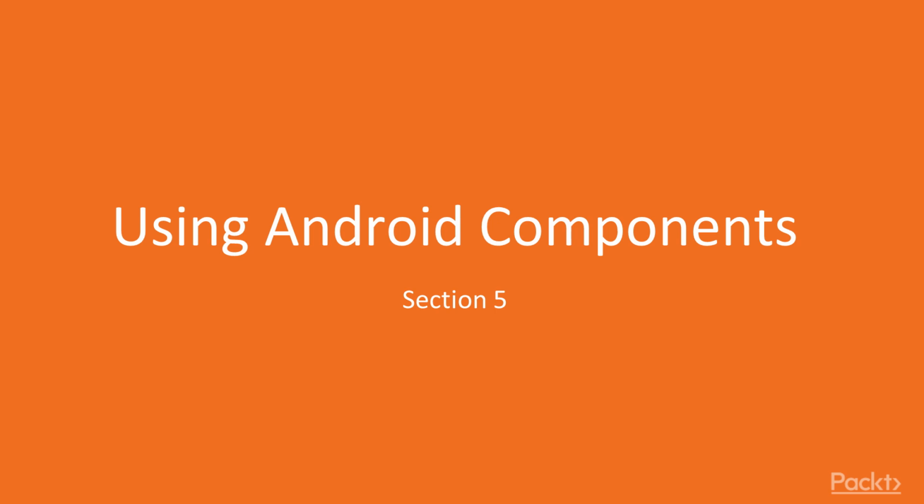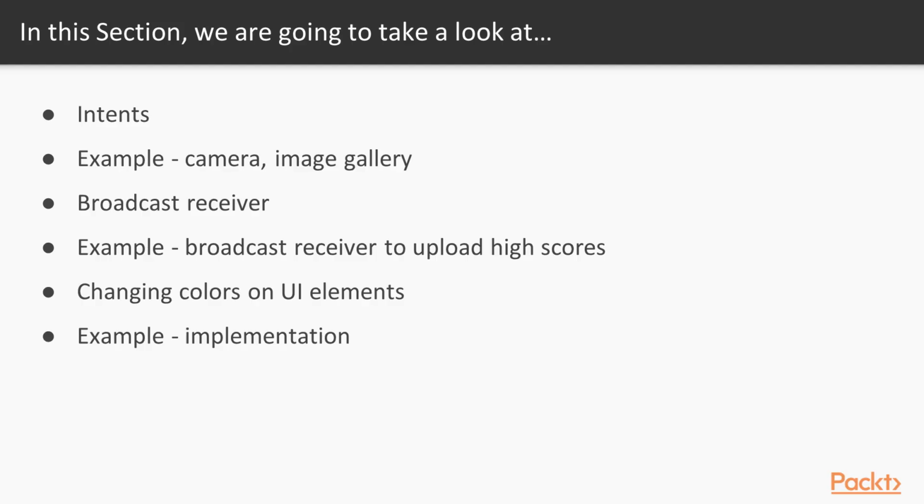In this section, we're going to take a look at how to use Android components. We're going to discover what intents are in this first video. Then we'll look at an example of invoking the camera and invoking the image gallery with an intent. Then we'll look at broadcast receivers. Then we'll take a look at an example of a broadcast receiver to theoretically upload high scores.